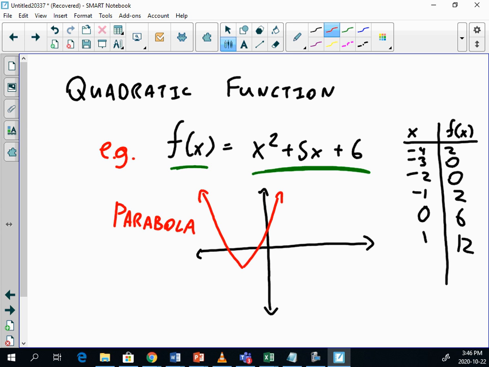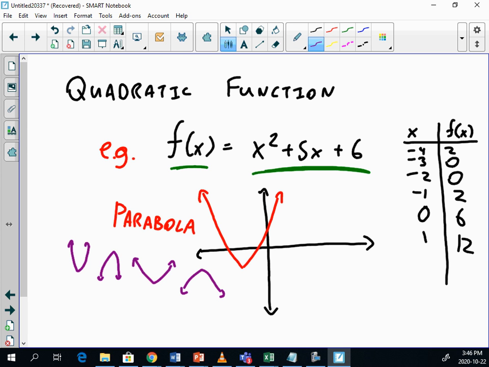Sometimes those parabolas point upwards, like this one does. Sometimes the parabolas point downwards. Sometimes the parabolas are skinny. Sometimes the parabolas are much more fat. But in either case, or in every case, the graph of a quadratic is going to be a parabola.